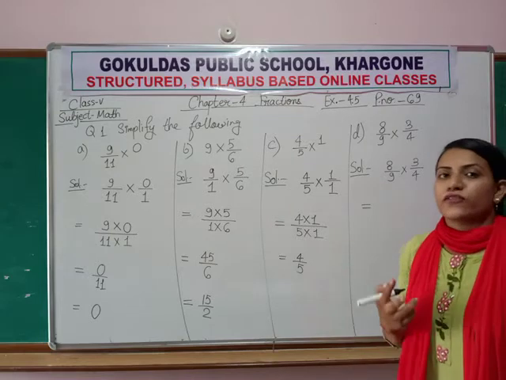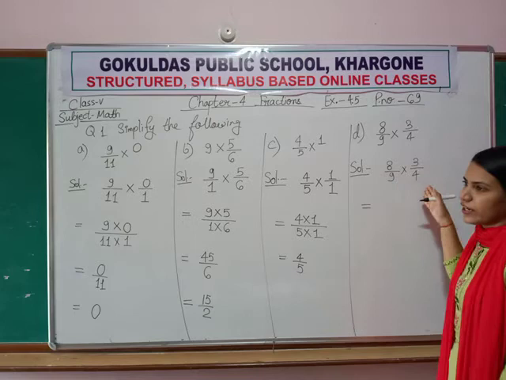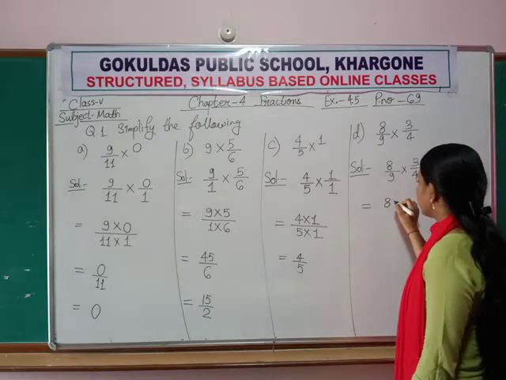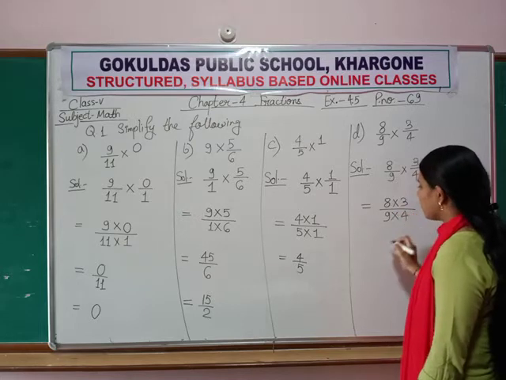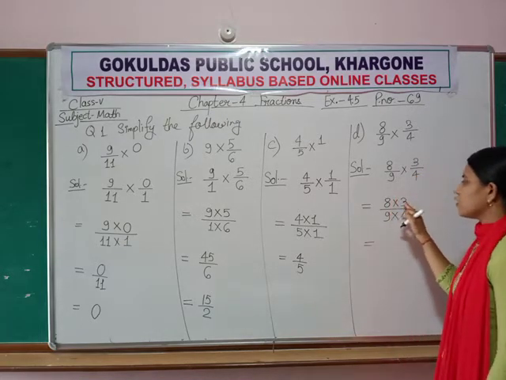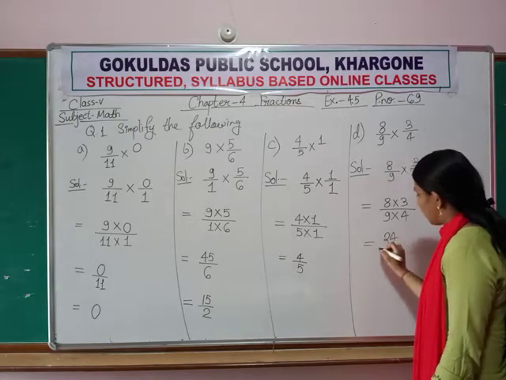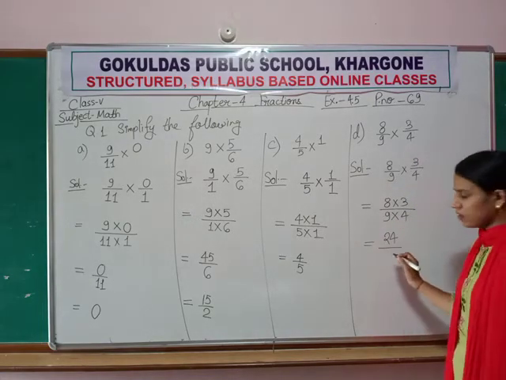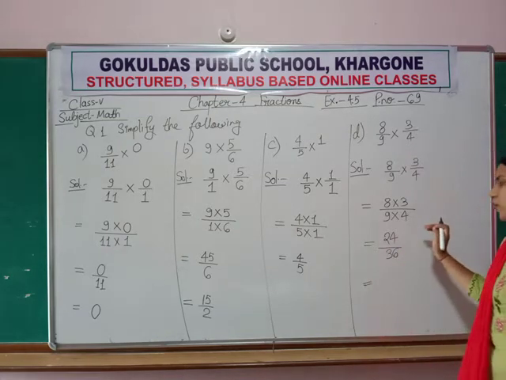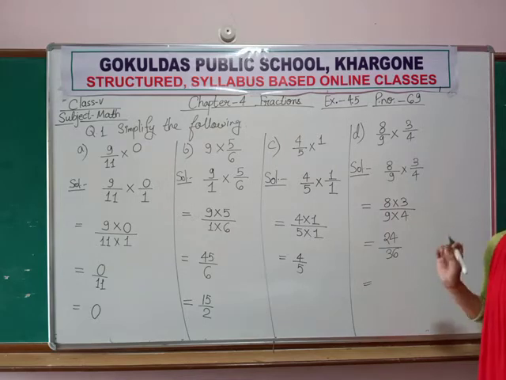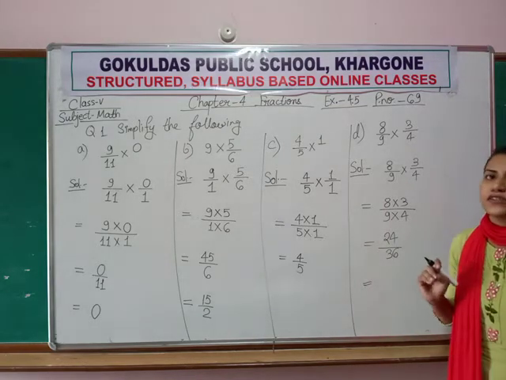To multiply two fractions, you will multiply numerator with numerator and denominator with denominator. So 8 will be multiplied by 3, and 9 will get multiplied by 4. 8 threes are 24, upon 9 fours are 36. Now 24 upon 36 can be reduced to its lowest form.